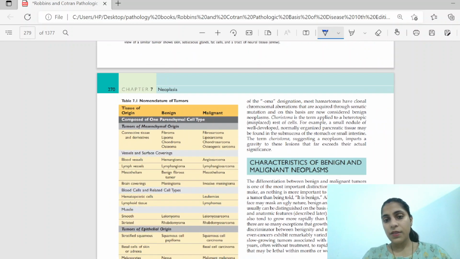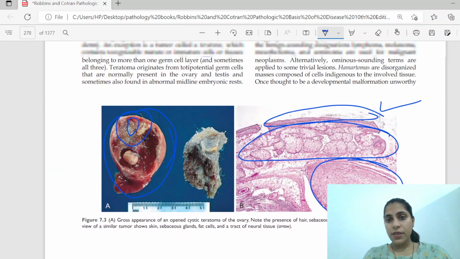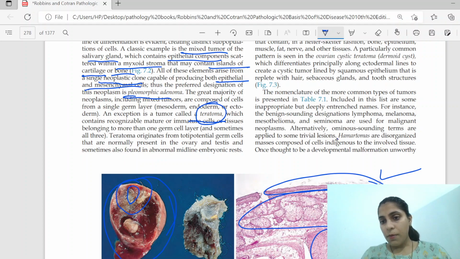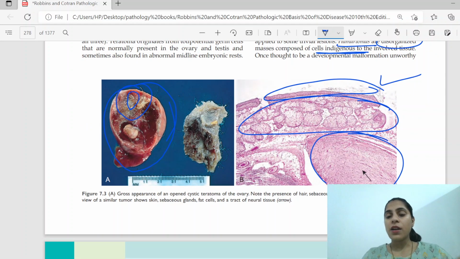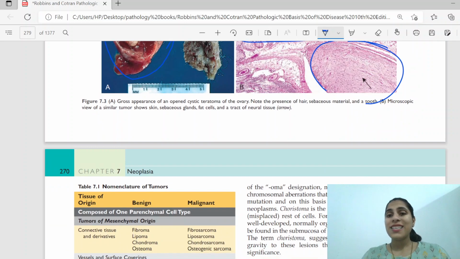Then we define some very important things, that is hamartoma. Hamartoma is a disorganized mass composed of cells indigenous to that area. That means it is present at the normal site, but it is disorganized. It is an abnormal mixture of cells. It was earlier believed to be a distinct thing, but now it is found that all the hamartomatous cells are clonal. So now it is considered a benign tumor.